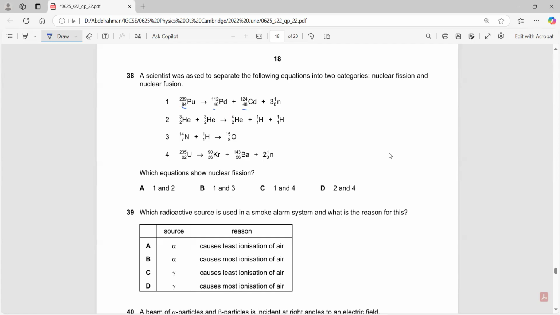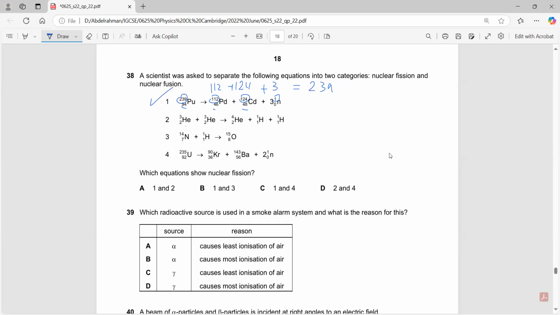Yes, it is equal to 46 plus 48. Is 239 equal to 112 plus 124? 112 plus 124, but you still have three neutrons. If you add them up, they would be 239, which is correct. Okay, it is correct. So this is nuclear fission, yes.